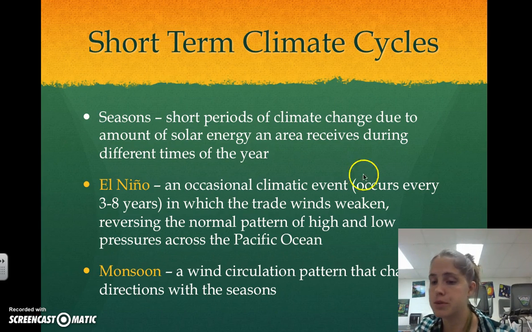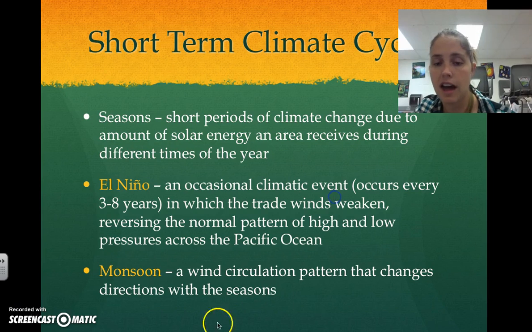And then we have monsoons, which I talked about a little bit during our last lecture, and that's the wind circulation pattern that changes directions with the seasons.